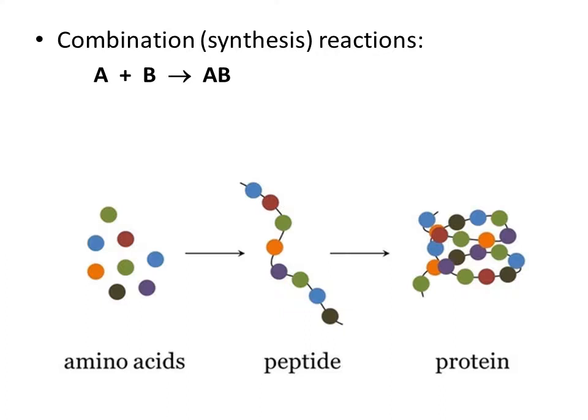One type of chemical reaction is a dehydration synthesis reaction or a combination synthesis reaction. This is when you bring two smaller monomers together to form a bigger molecule. So in this example, we have amino acids being joined together to create a protein.